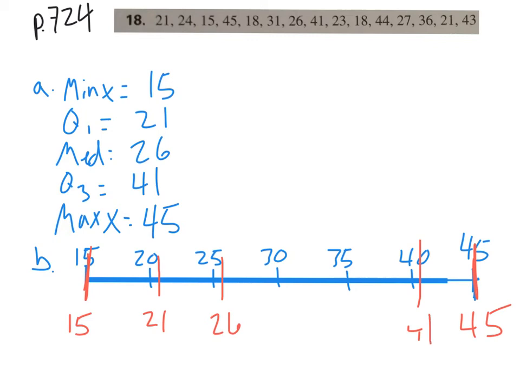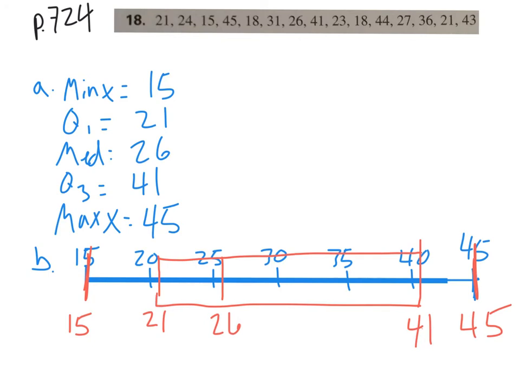Alright, so you label all these, plot them on a number line, and then draw your box and whiskers. So our whiskers are just the big lines on the sides, and our box again will go around your quartiles. It'll go around your first and third quartile, just like that. That is what we call a box and whisker plot.